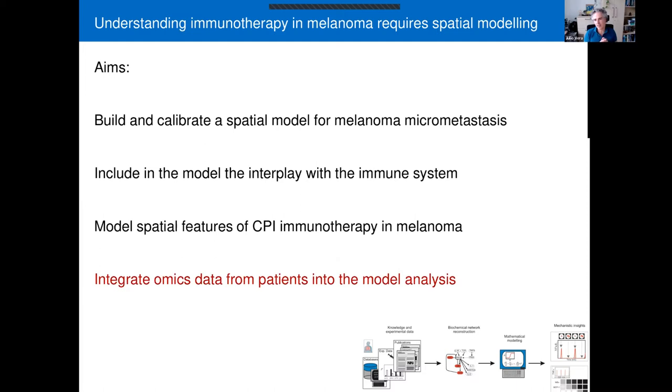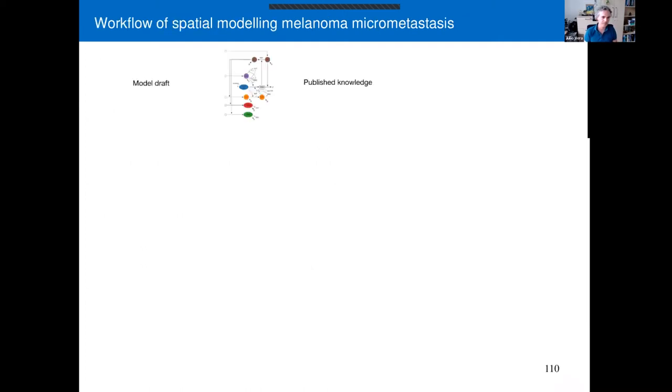Why is this important? This last part is very important because at this moment we have protocols and technologies to produce, in a systematic manner, omics data characterizing the tumor. And if we find a way of integrating this omics data into our spatial systems medicine simulations, we can greatly improve our ability to understand how immunotherapy works. That's the key idea, and that's why we were very interested in that.